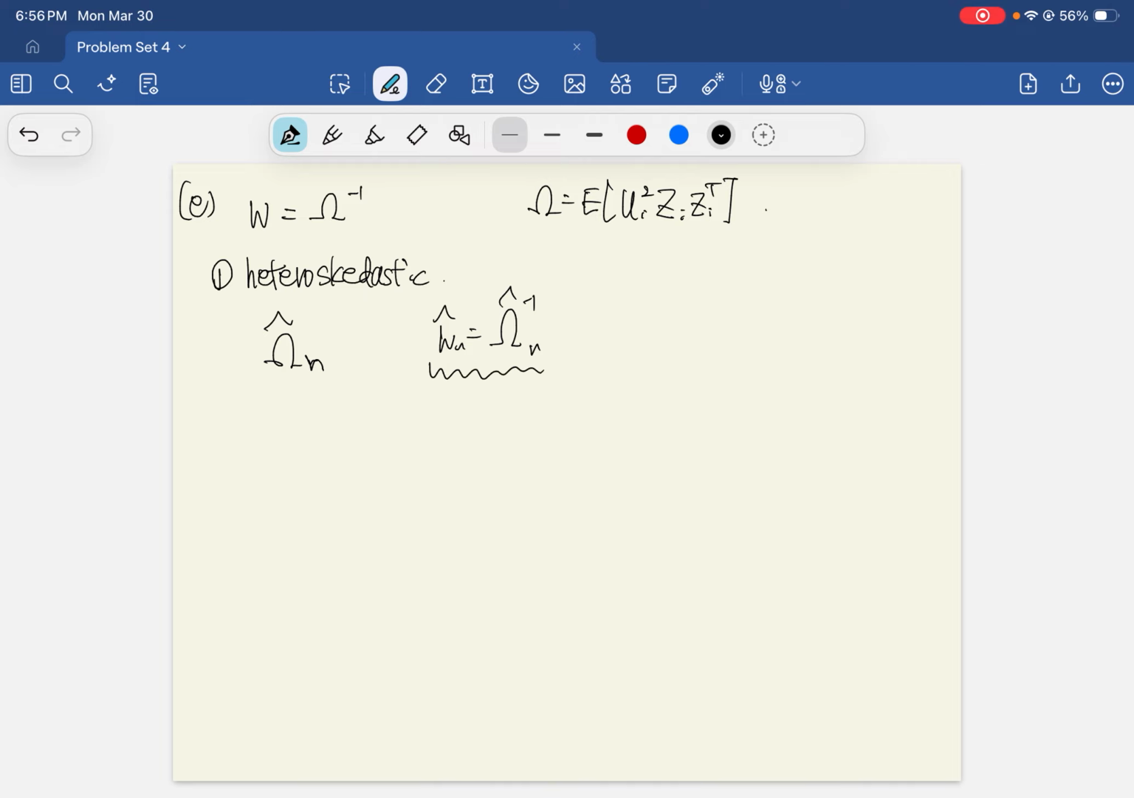Then how can we estimate omega? Let's think about it. First, we know the expectation can be replaced by the sample average. That is pretty straightforward. The problem is here: z is observed, so for the instrumental variable you can just use the data, but u is unobserved, right? So we have a problem. We need to use a two-step method.